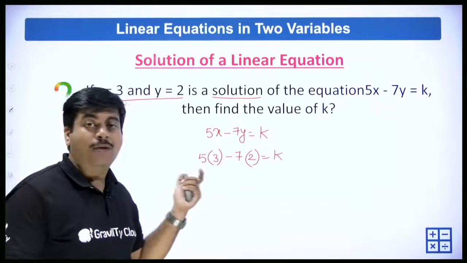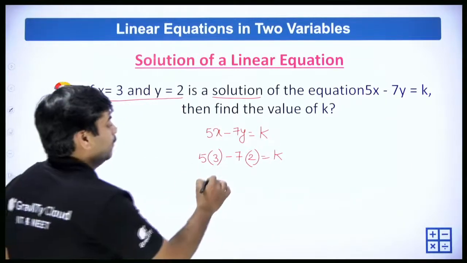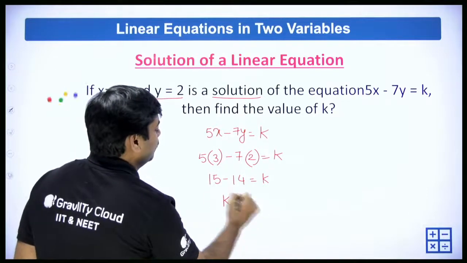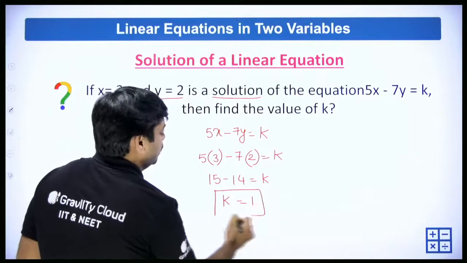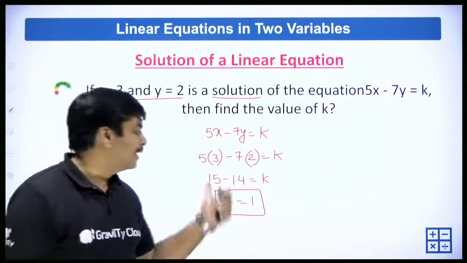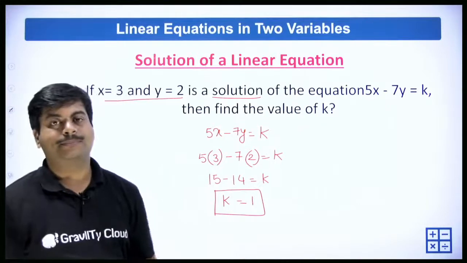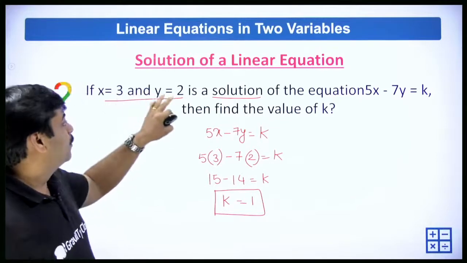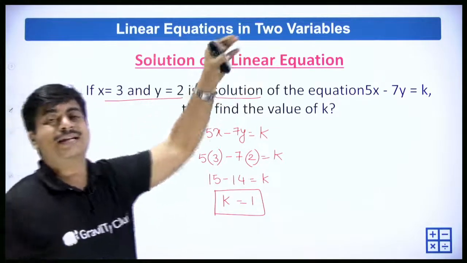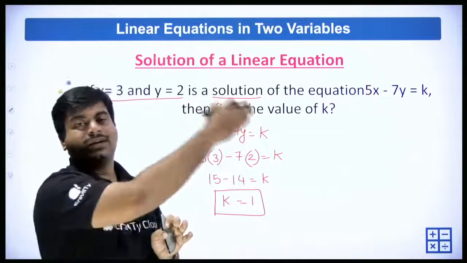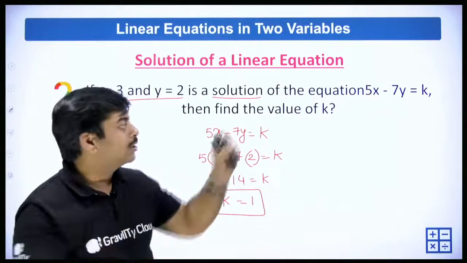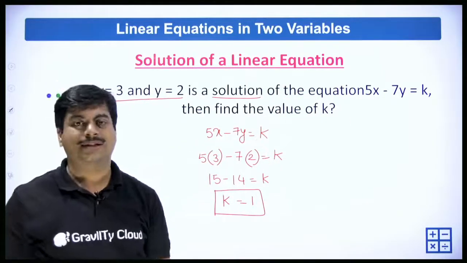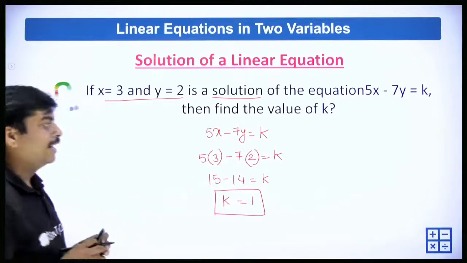5 times 3, how much is that? 5 into 3, 15. 15 minus 7 2s are 14 is equal to k. So k will be 15 minus 14, which is 1. Alright. Once again, carefully see here. x equal to 3 and y equal to 2 is a solution of the equation. Solution means these two values should satisfy the equation 5x minus 7y is equal to k. So from there we'll get the value of k equal to 1.